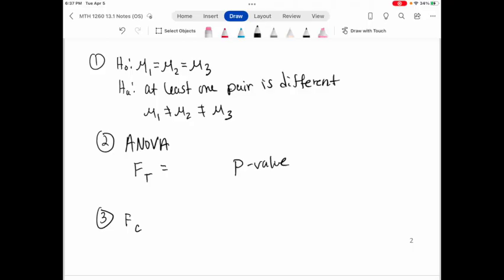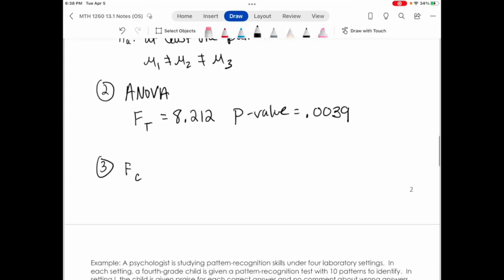So I'm going to write down that we got our test statistic for F, 8.212, and then we got our p-value is 0.0039. Now I'm going to go through, let me leave myself some more room here. Now we're going to go through and draw our rejection region.